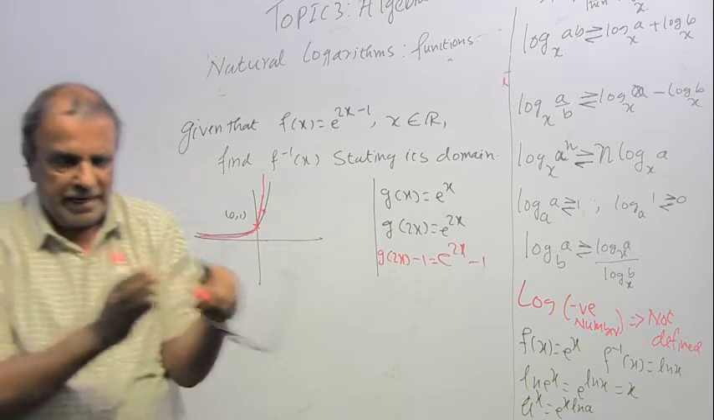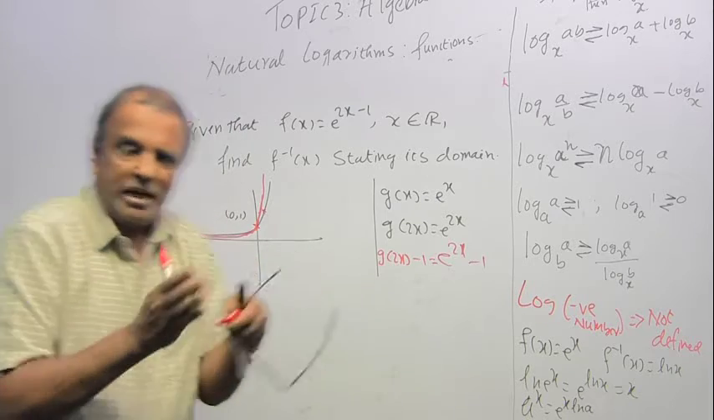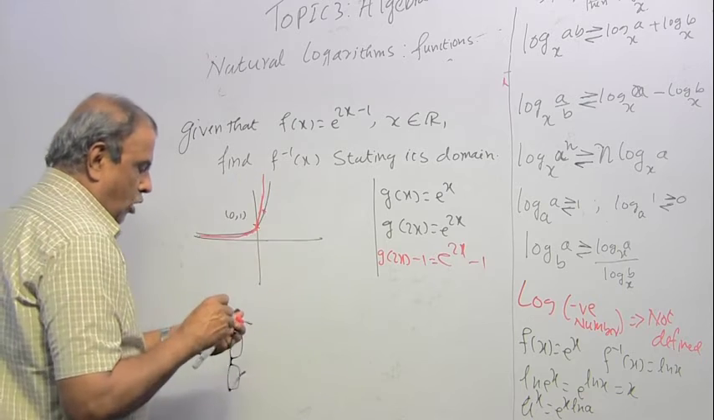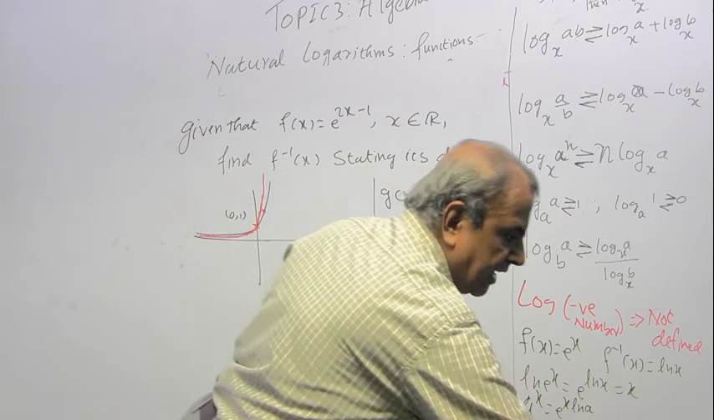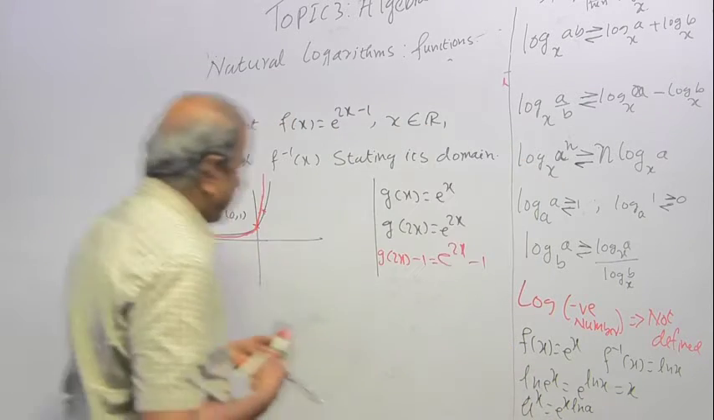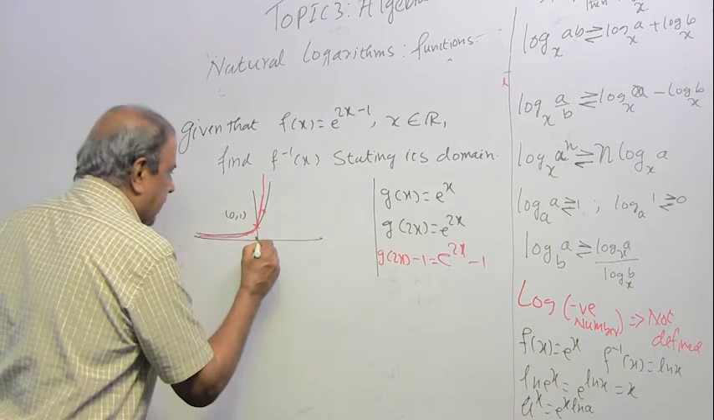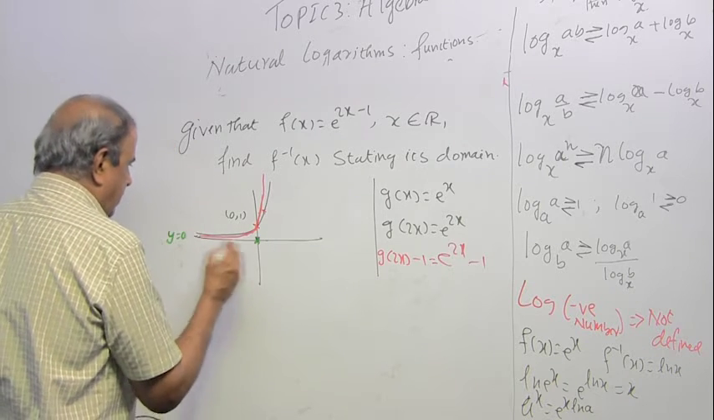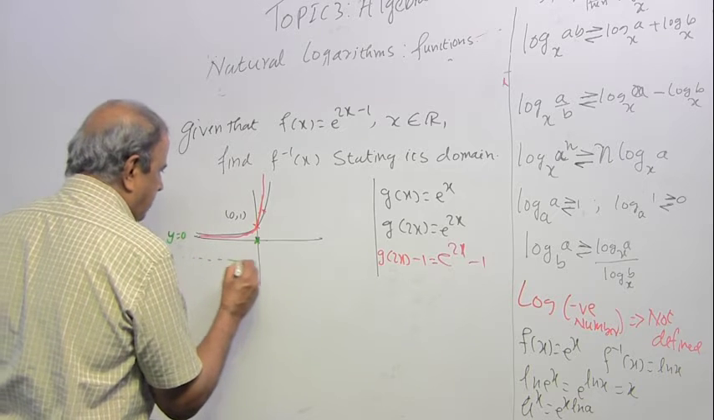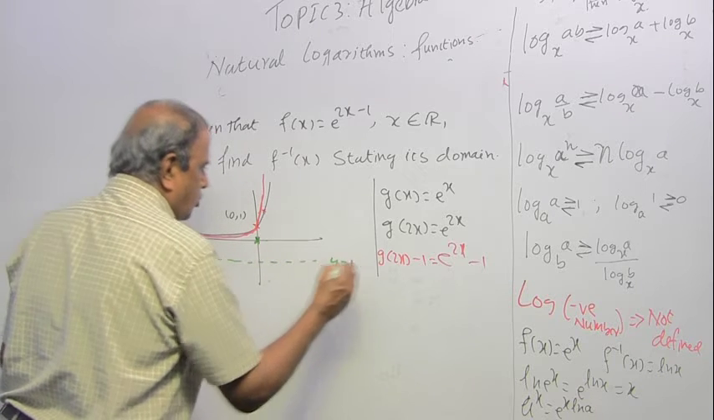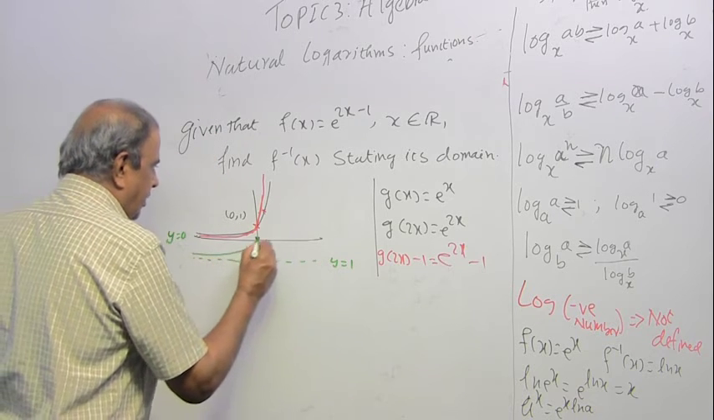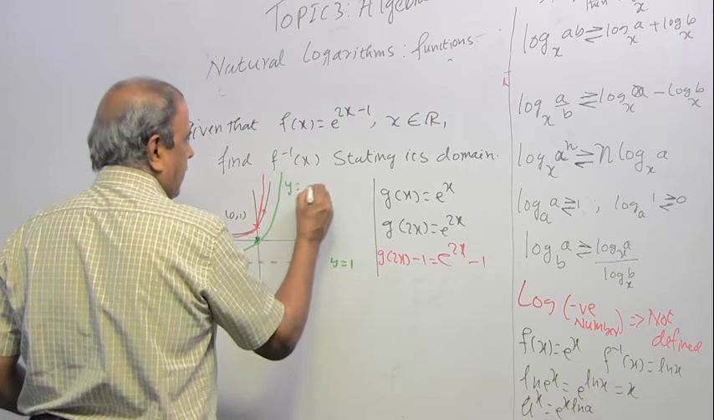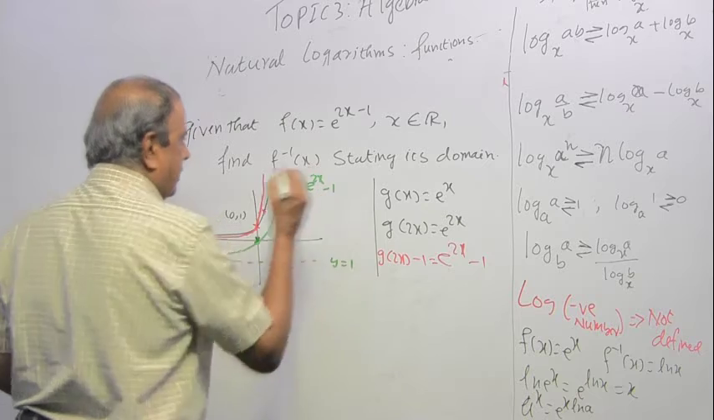Whereas with x, if it is minus 1, it moves to the right. Plus 1, it moves to the left. So therefore, the graph moves down by 1 unit. It's a translation by 1 unit. So therefore, 0, 1 becomes 0, 0. The asymptote y equal to 0 becomes the asymptote y equal to minus 1. This would be the graph of y equal to e power 2x minus 1.